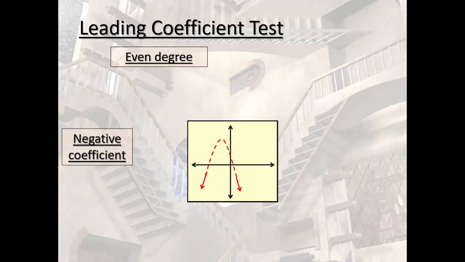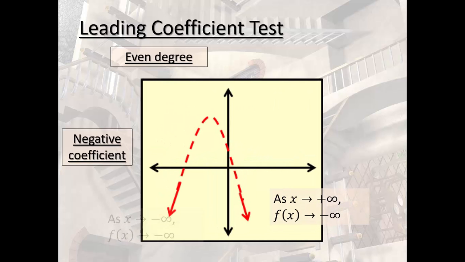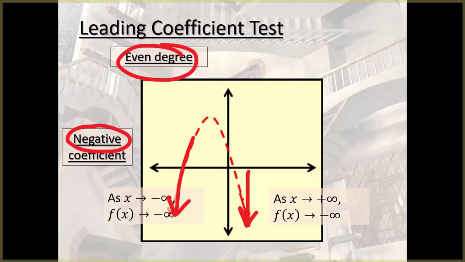If it's a negative coefficient, as x approaches positive infinity, y approaches negative infinity. Y goes down. And as x goes further to the left, to negative infinity, y also goes down again. Even degree, negative coefficient. So for example, negative 6 x to the fourth. That's an even degree and a negative coefficient.